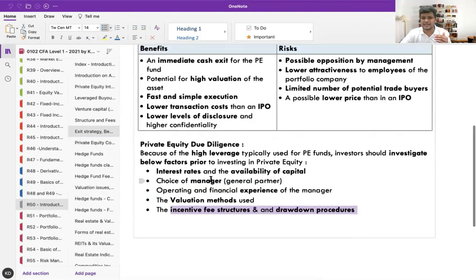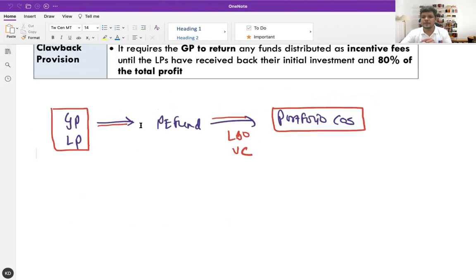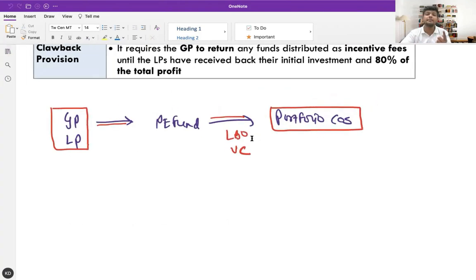Basically, if you realize this structure which I have showed you, what did we just do? We did the valuation of portfolio companies where the PE is investing, right? But what about the people who are investing in the PE fund? How do they get their returns? What is their net returns? We haven't discussed that, right?